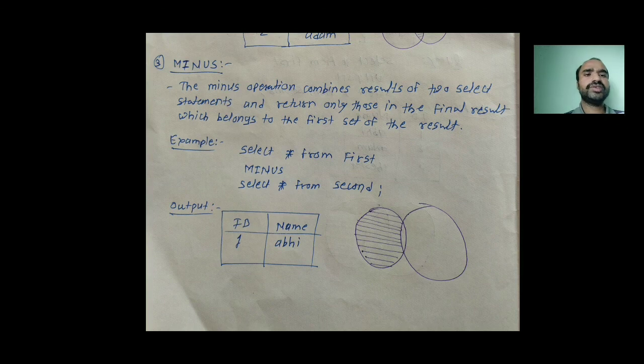So here it will show the record 1 Abhi, because it will remove the common record as well as records of the second table. So the remaining record, which is in the left hand side table, is 1 Abhi. So minus means it will remove the common part and all records of the second table, and it will take the remaining part of the first table.